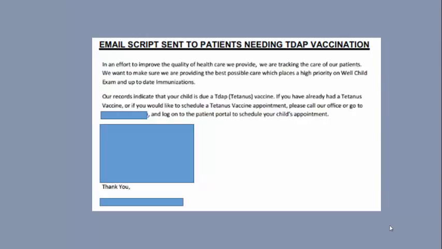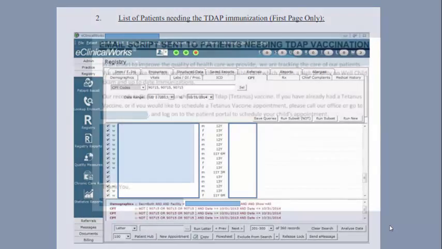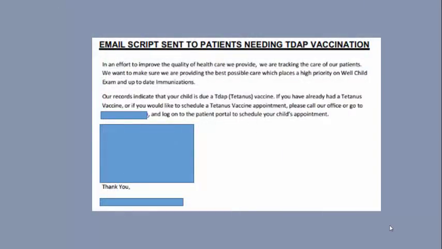It might not be an email, it might be a phone script, it might be a letter, it might be some other method of reaching out to your patients. I've even had practices that use text messages. So it's up to you how you want to reach out to your patients. But to prove to NCQA that you're doing this, all you have to do is produce that list, obviously de-identified, and then produce the script or text of the reach out that you used.